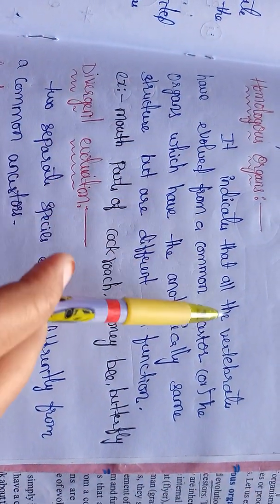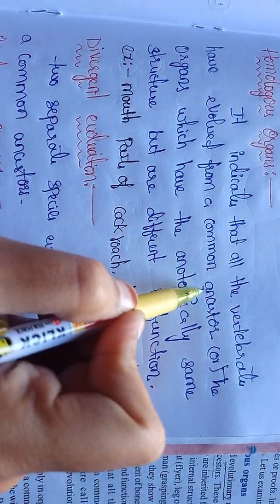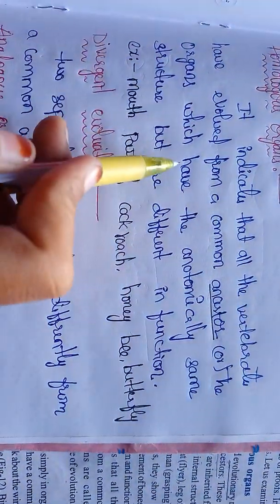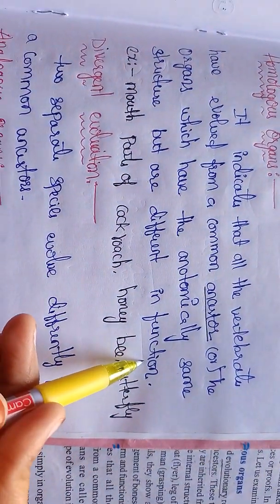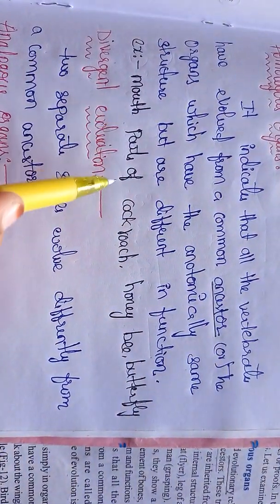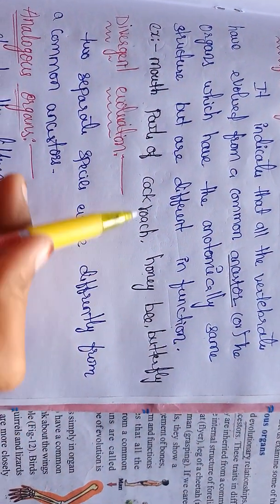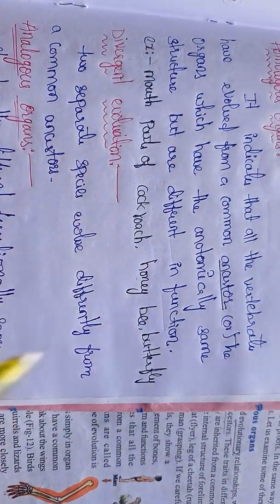It indicates that all the vertebrates have evolved from a common ancestor. The organs which have anatomically the same structure but are different in function. Example, mouth parts of the cockroach, honeybee, butterfly. These three different insects have the same mouth parts, and their function is different.